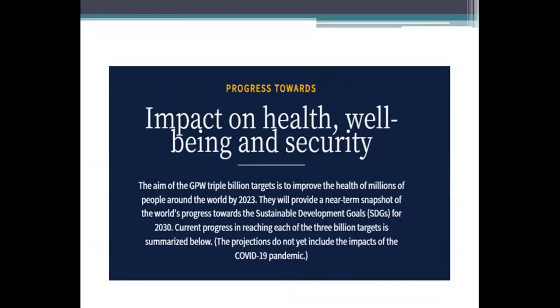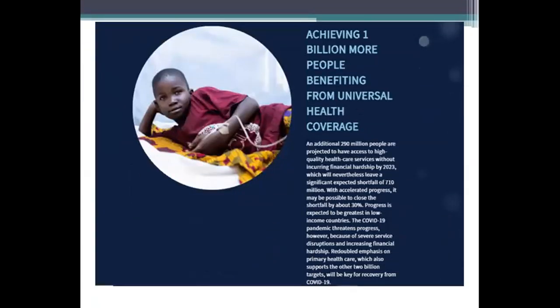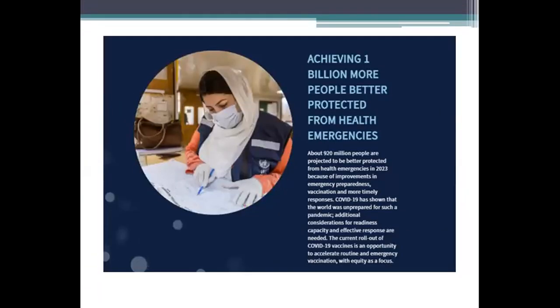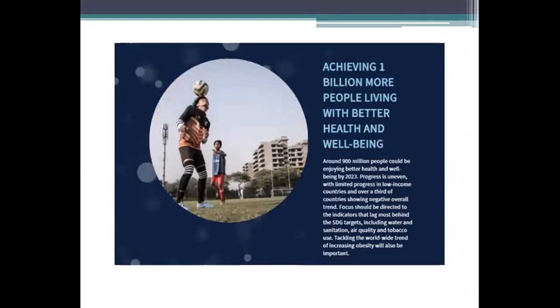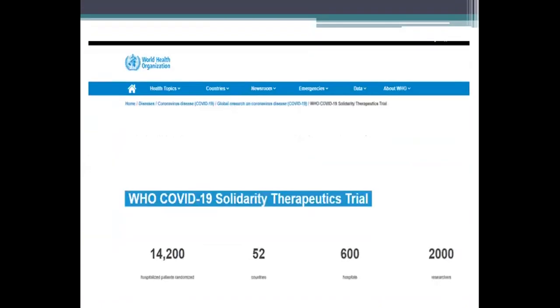Fighting COVID-19, transforming WHO. Progress towards impact on health, well-being, and security: achieving 1 billion more people benefiting from universal health coverage in 2020, achieving 1 billion more people better protected from health emergencies, achieving 1 billion more people living with better health and well-being in 2020, and a more effective and efficient WHO providing better support to the countries in COVID-19.